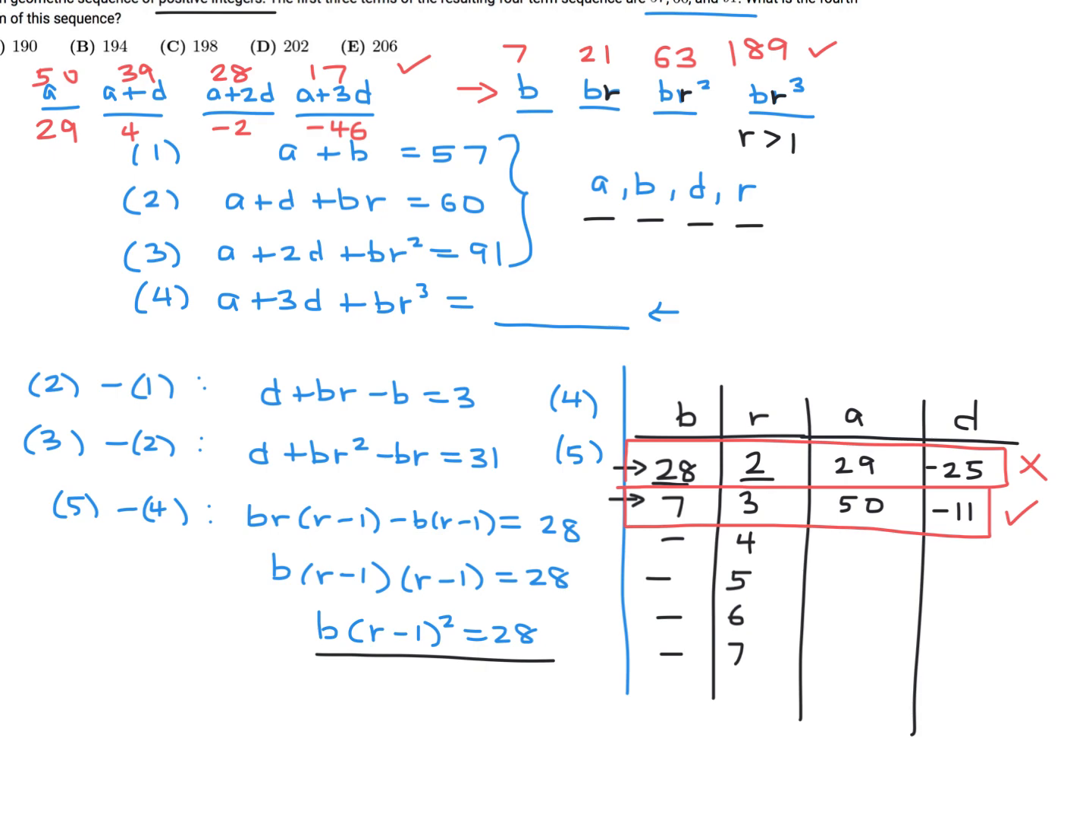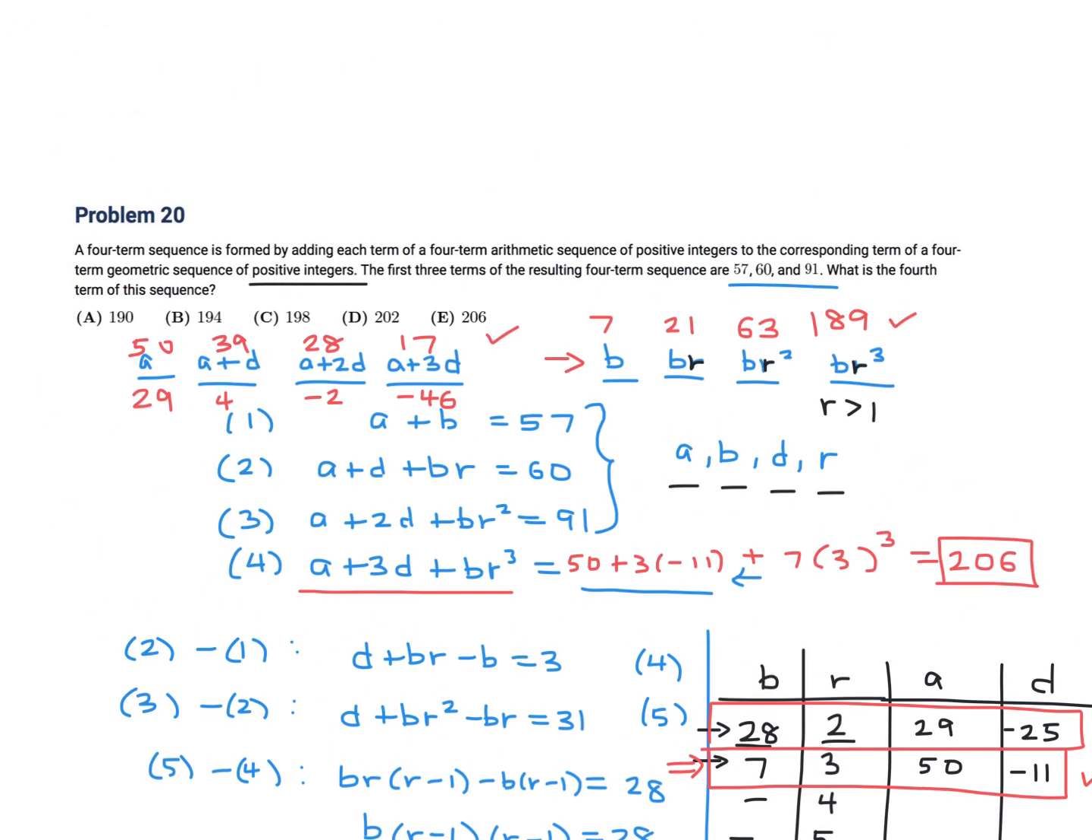Okay, perfect. So now I can go back and solve for this using these numbers right here. So A is 50. 3 times D is, D is negative 11. Got to make sure I put in the right numbers. And then B is 7. And R in this case is 3, and it's to the power of 3. And when you crunch out these numbers, you get 206. 206 is the answer, and that would be choice E.